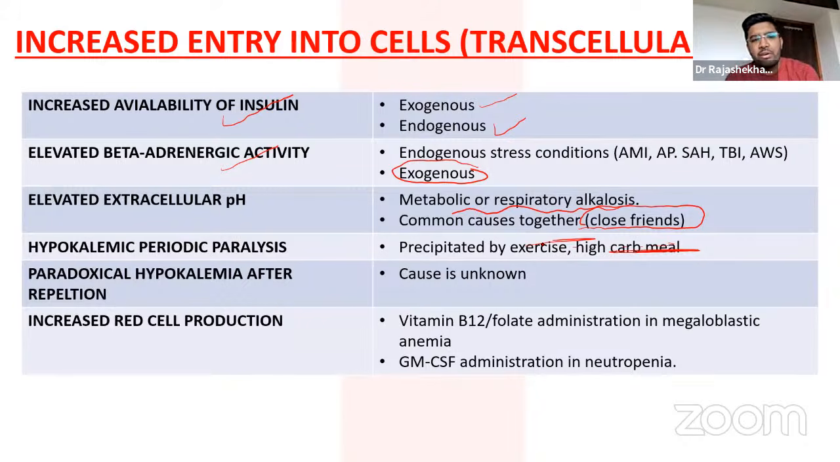And a very rare instance, that is paradoxical hypokalemia after repletion. If you give the potassium supplementation to a patient of hypokalemia, sometimes there is a paradoxical hypokalemia which can occur in this patient. This is especially true for a patient of thyrotoxicosis and hypokalemic periodic paralysis. Although the cause is unknown, the literature still defines this entity. And the increased red cell production or the white blood cells, especially the neutrophils, if you give the GM-CSF, or if you give B12 and folate supplementation for the megaloblastic anemia, there is going to be a hyperplastic bone marrow, which is going to increase the red blood cell production, which is going to take up the potassium which is there in the extracellular fluid.